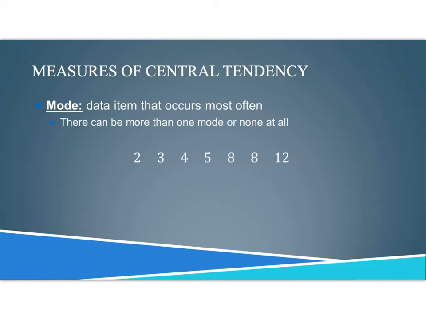So if you look at our data set that we've been dealing with here, I've only got one number 2, one number 3, one number 4, one number 5, but I have two number 8s and only one number 12. So in this case, 8 is going to be the mode, because this is the number that occurs the most frequently.